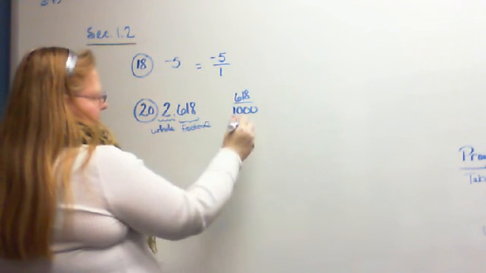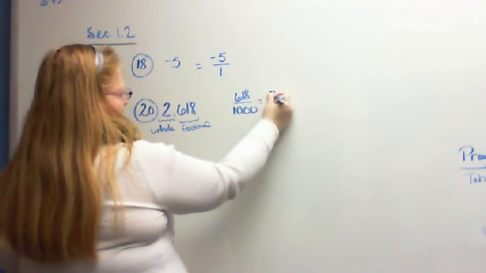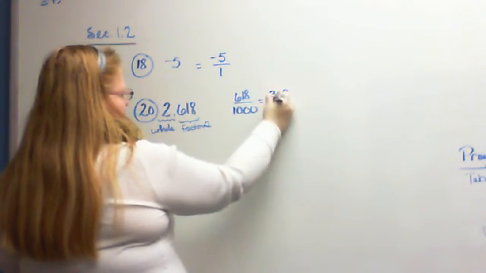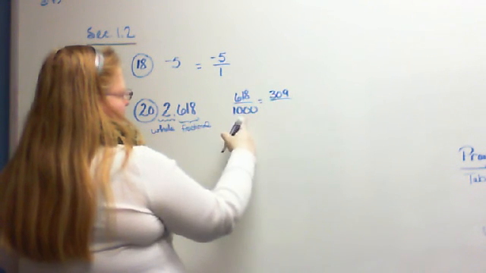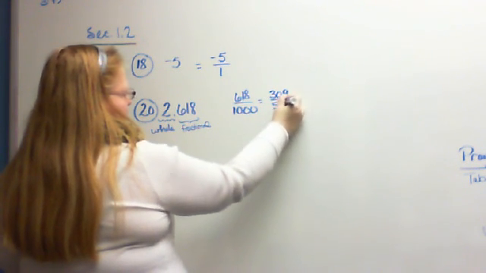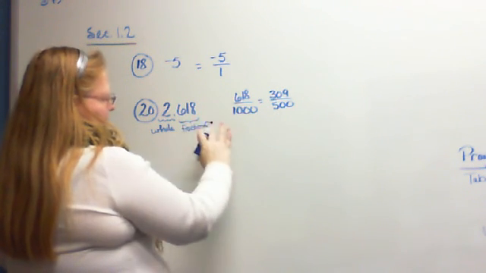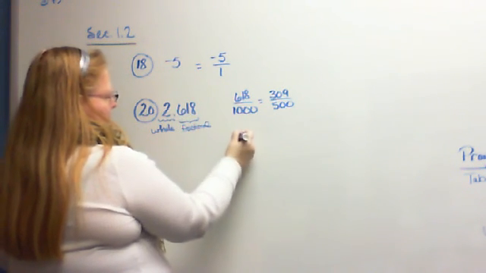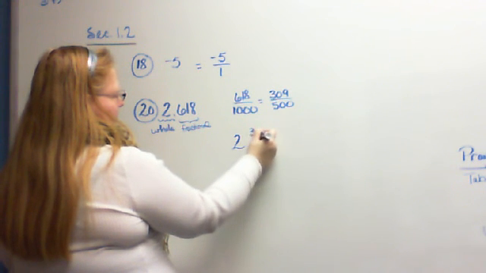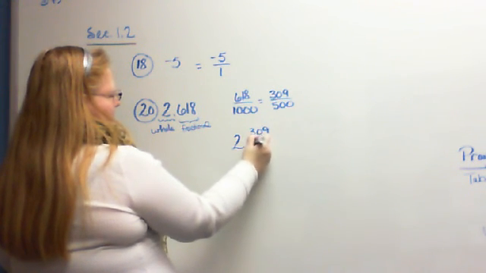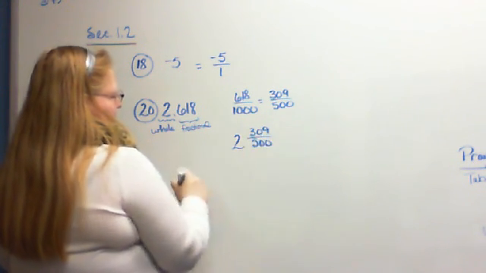2 goes into 618 309 times, and 2 goes into 1,000 500 times. So my fraction for this particular number is going to be 2 and 309 over 500.